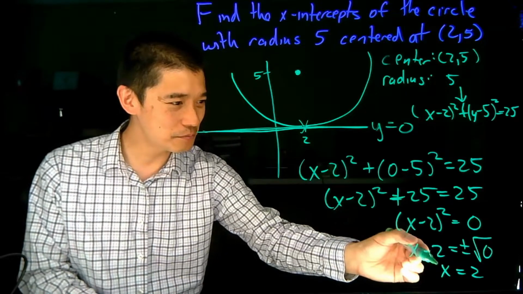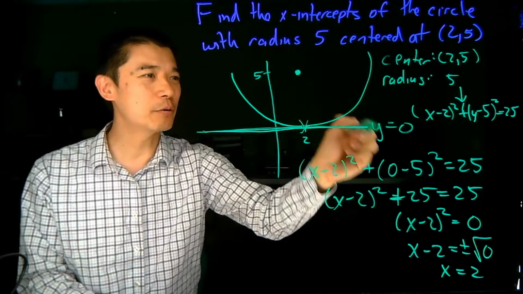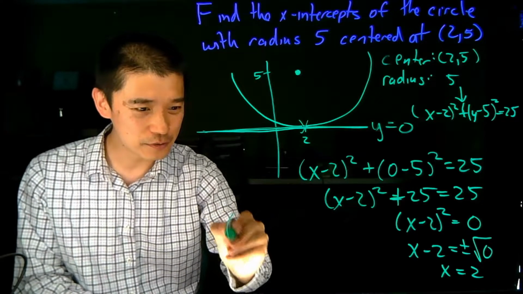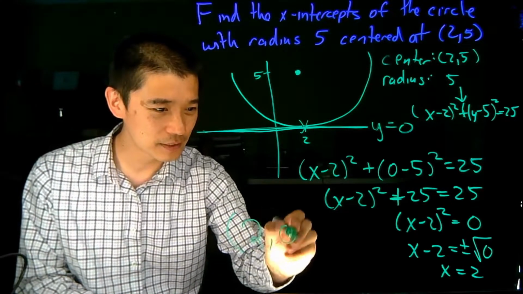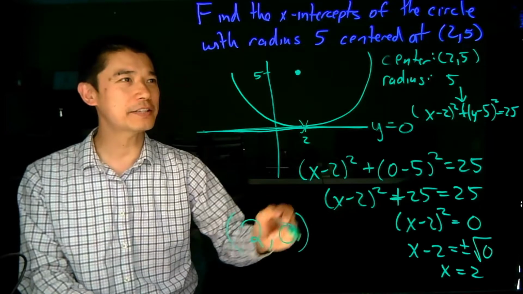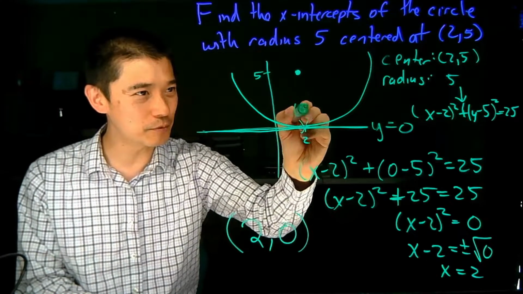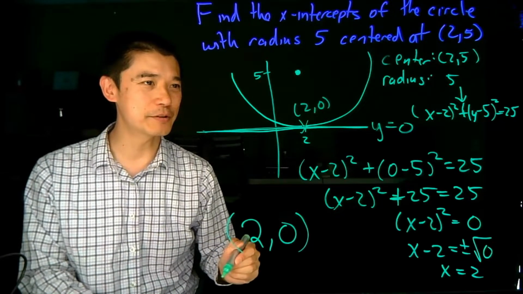And so our x value is 2. We already have y equals 0 explicitly, so the intersection is 2, 0. So the x-intercepts of this circle are at this one point right here, 2, 0. And it's the only one.